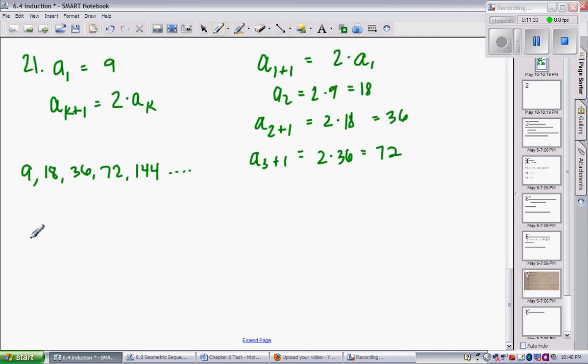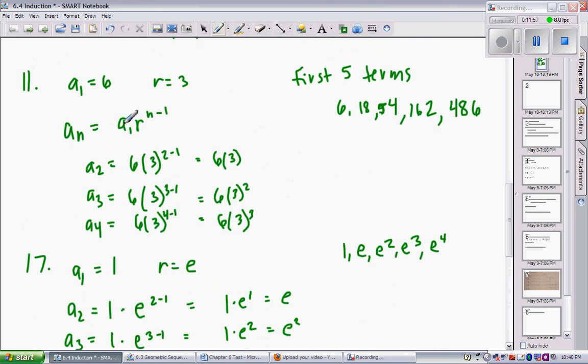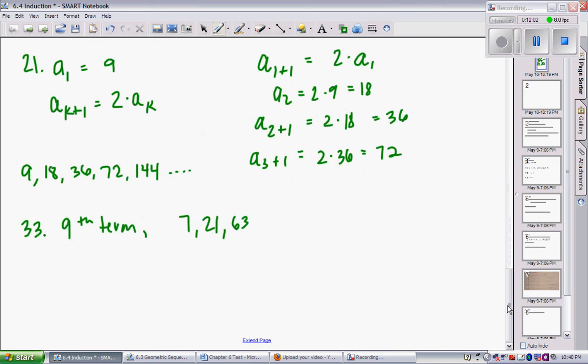Okay, let's look at 33. It says find the indicated nth term of the geometric sequence. So we're looking for the 9th term. And they tell us that our first term is 7, second term is 21, and our third term is 63. We have a formula up here that says a sub n is equal to a sub 1 times r to the n minus 1. That's the formula you're using down here. So a sub n is equal to a sub 1 times r to the n minus 1.